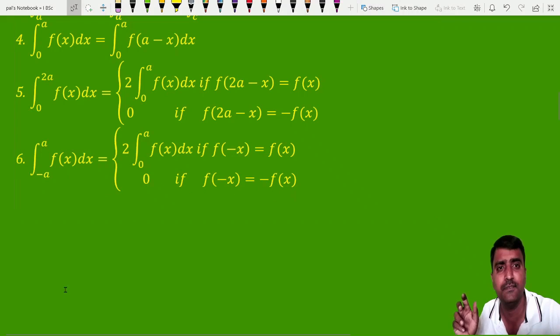So many times in competitive exams, in CET, compulsorily a question is asked by using this property. This last property is very important one. So integration from minus a to plus a f of x dx.